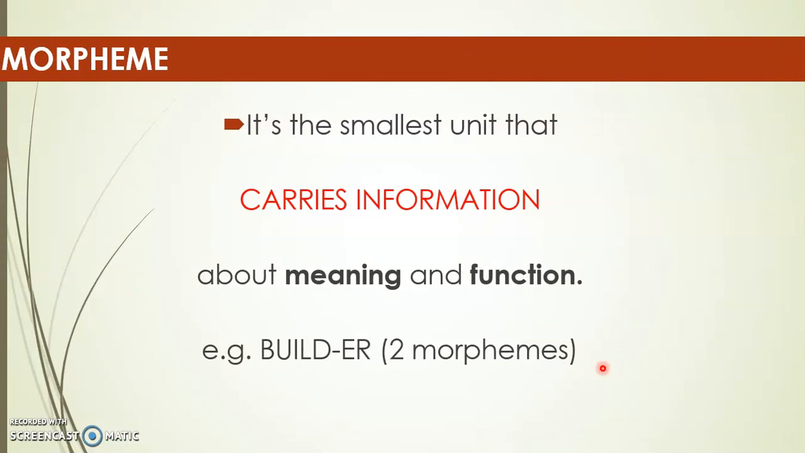When we study morphology, our unit, the smallest unit that carries information about meaning and function, is the morpheme. For example, in the word builder, we have two morphemes: the free form build, and the bound morpheme that we're going to see later, which adds information. It carries information. In this case, what happens? Does the meaning change? Does the function change?